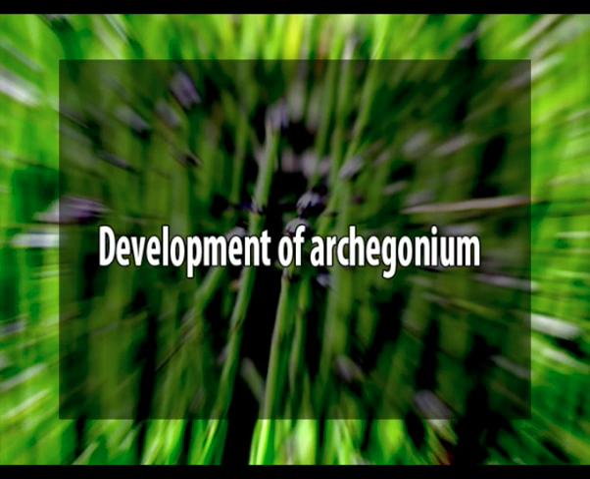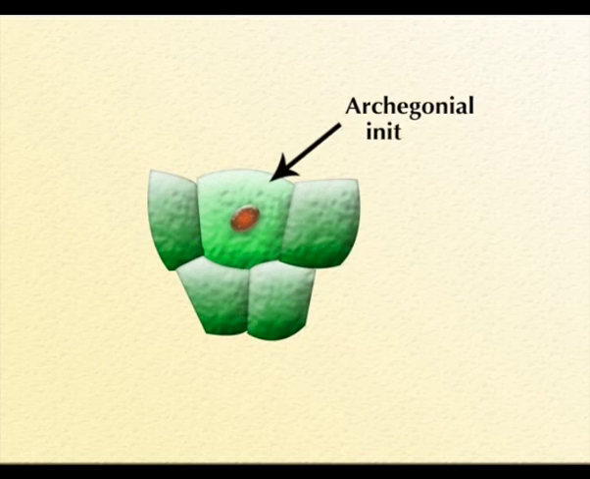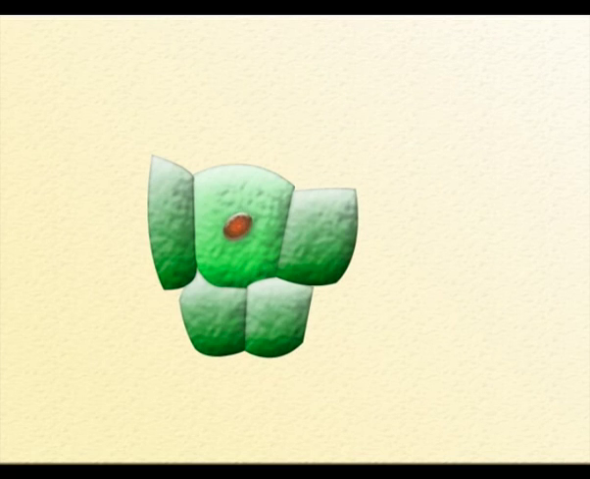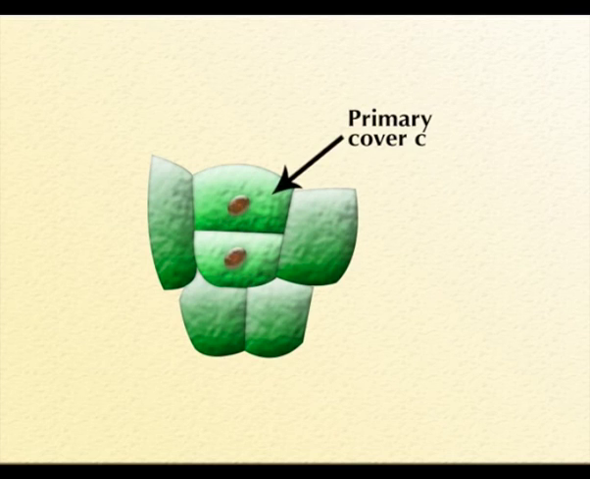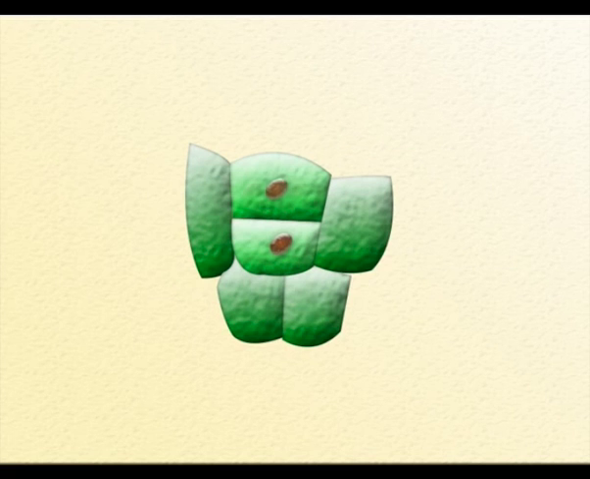Any superficial cell from the margin of the prothallus functions as archegonial initial. This cell divides periclinally into an outer primary cover cell and a central cell. The primary cover cell divides by 2 vertical divisions at right angles to each other, forming 4 primary neck cells. These cells divide further and form a 3 to 4 celled high neck of the archegonium.